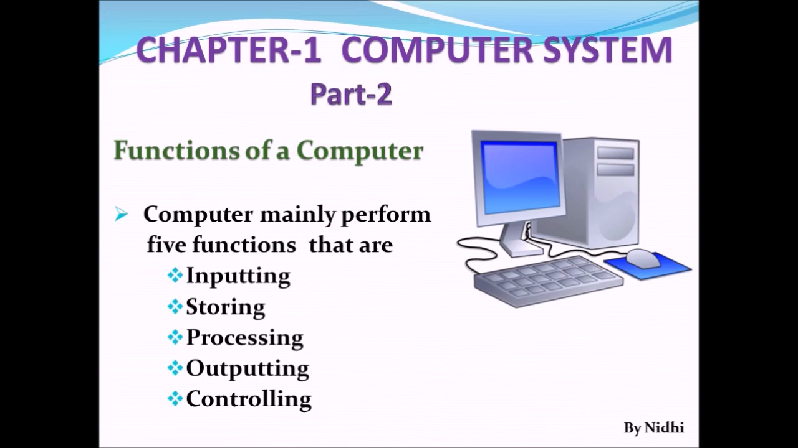So here today we will discuss the functions of a computer. A computer mainly performs 5 functions: inputting, which is taking input; storing that particular input; processing, performing arithmetic or logical operations; outputting, which means showing the result; and controlling. Controlling comes under the process of processing. So one by one we will go through these 5 operations.